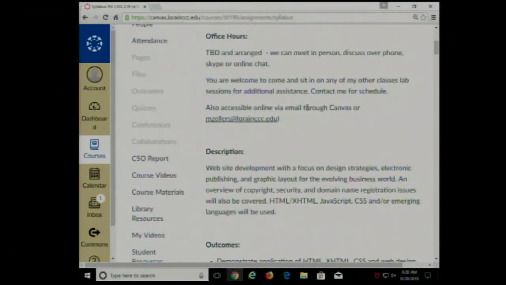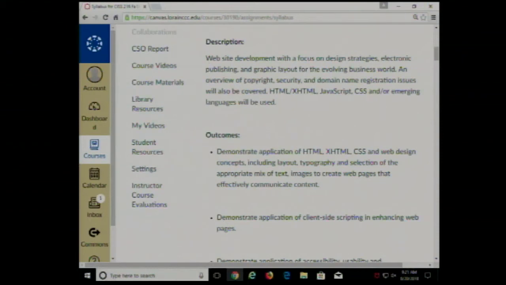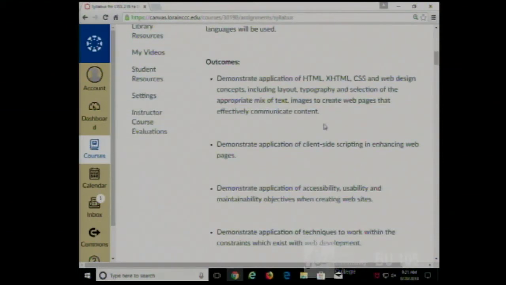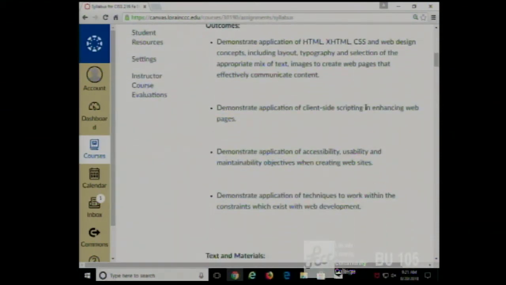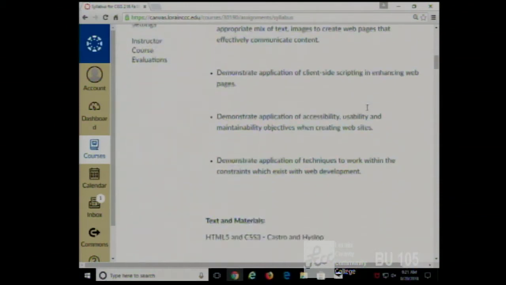Oh, we're still in the syllabus. This description and outcomes is important. This is what we expect you to know when you're done with the class. So read it, and keep these in the back of your head as we go through the class, because this is the goal.